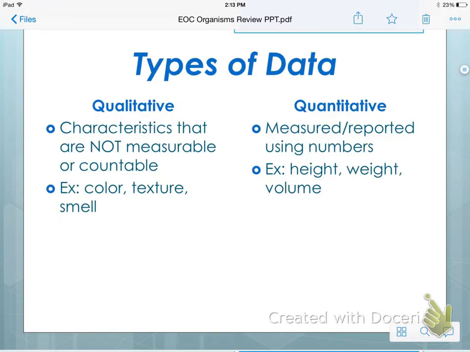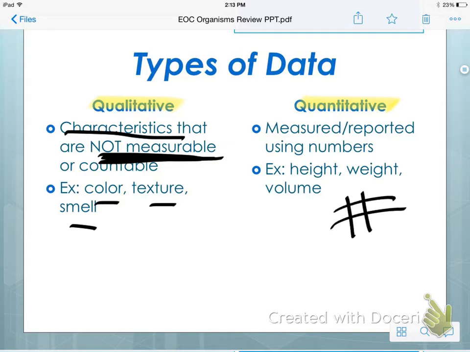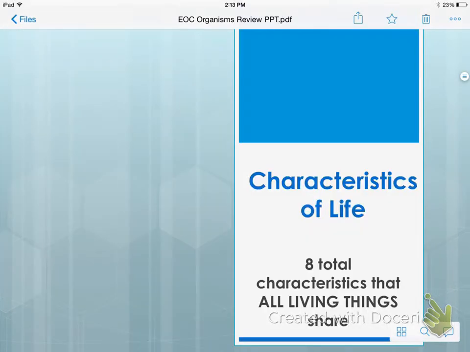So there's two types of data. There's qualitative and quantitative. Qualitative is a quality or a characteristic. You cannot measure it. So color, texture, smell. Quantitative is a quantity. It's a number. And something like height, weight, volume, something you can measure.